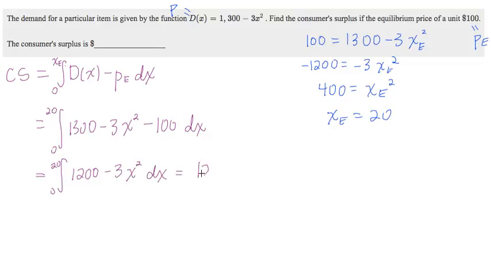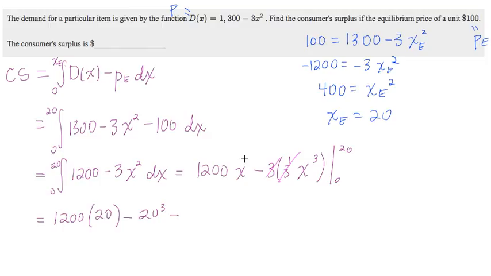So this is 1200x, and then the integral of x squared is a third x cubed. Okay, so we have minus 3 times 1/3 x cubed, and we're going to evaluate this from 0 to 20. Of course, the 1/3 and the 3 cancel. So plugging in 20, we have 1200 times 20 minus 20 cubed. And then minus, when we plug in 0, we will get 0.